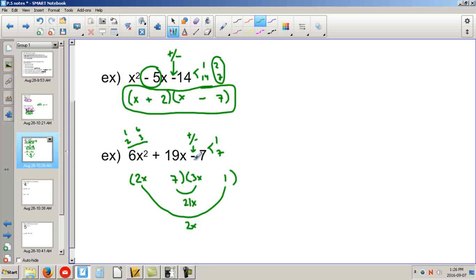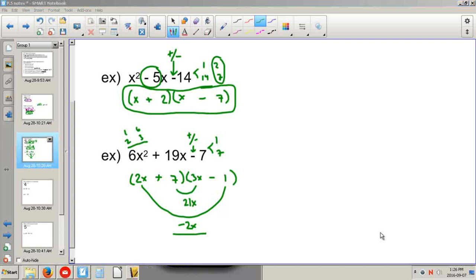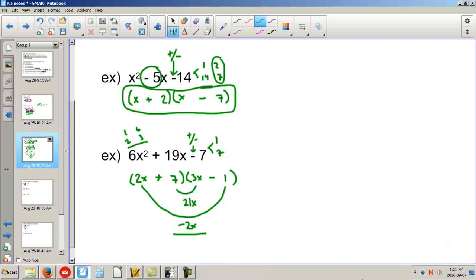Now because this is negative, think about subtraction. Could you subtract 21 and 2 to get 19? The answer is yes. To get 19 and to be positive, you would want to subtract 2. In order for the 2x to be negative, this 1 would have to be negative. In order for it to be positive, positive there. So we have that factored completely.